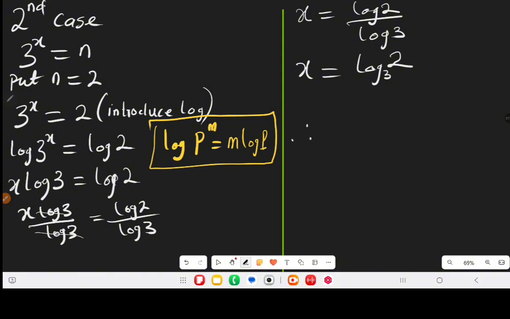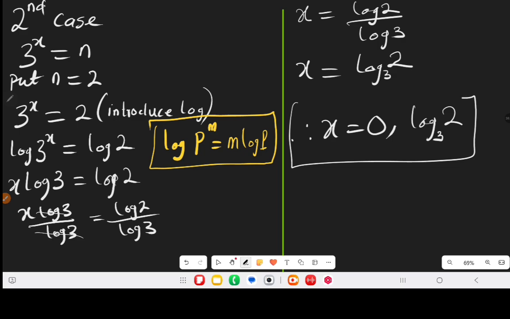Therefore, x is equal to 0, comma, log of 2 in base 3 as the final answer.